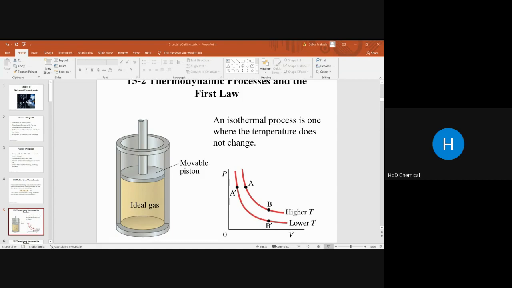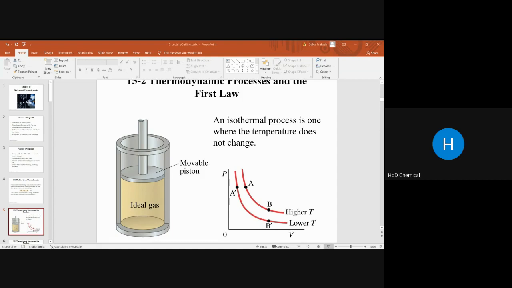Now, if the pressure is constant, the work done is the pressure multiplied by the change in volume. W, which means work, equals P dot delta V. P is the pressure, and delta V is the change in volume.